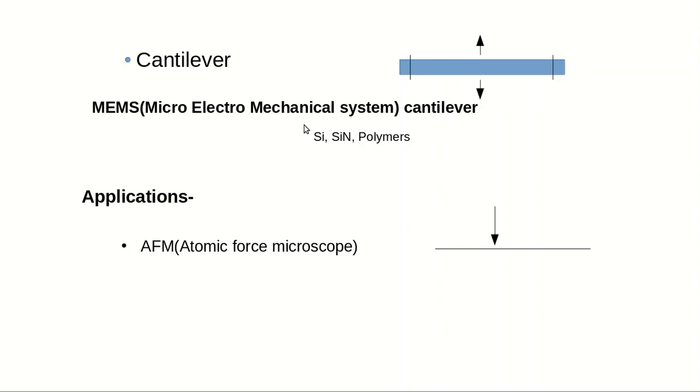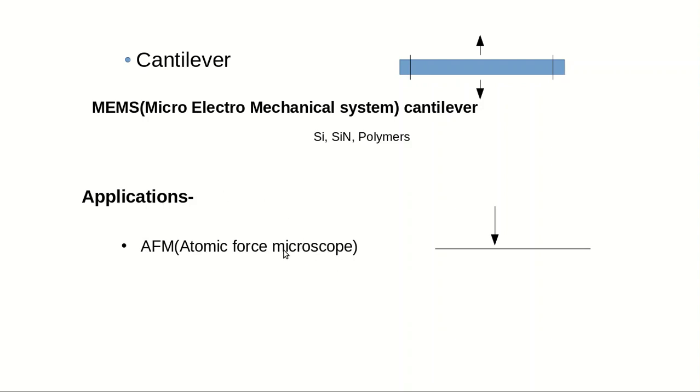Now what are the applications of this? As we can see at first, as we have seen here, it is micro. It is used to reduce the size of the system and also the cost. So we use this MEMS cantilever in AFM, which is called the atomic force microscope.